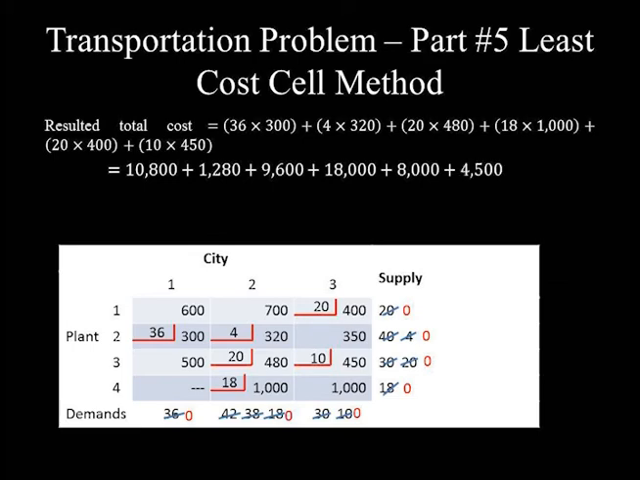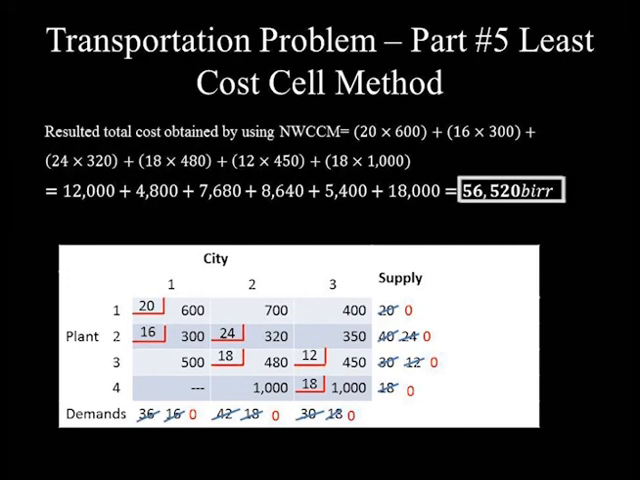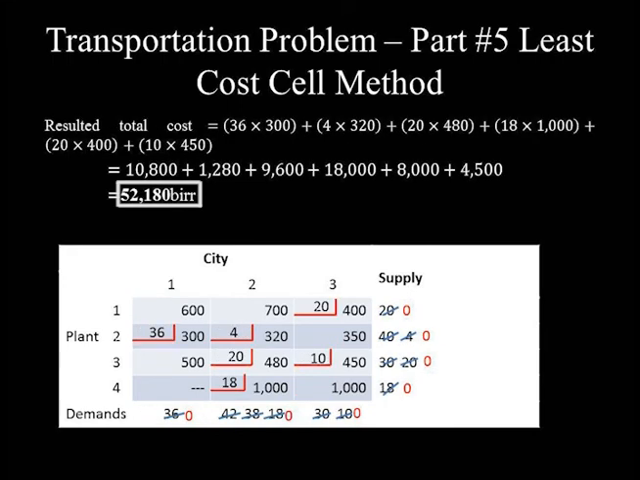The sum of these numbers gives 50,180 birr. This same problem was solved by using the northwest corner cell method, and its total cost is 56,520 birr. The lower transportation cost obtained by using the least cost cell method is an attestation that the least cost cell method yields better initial feasible solutions than the northwest corner cell method.